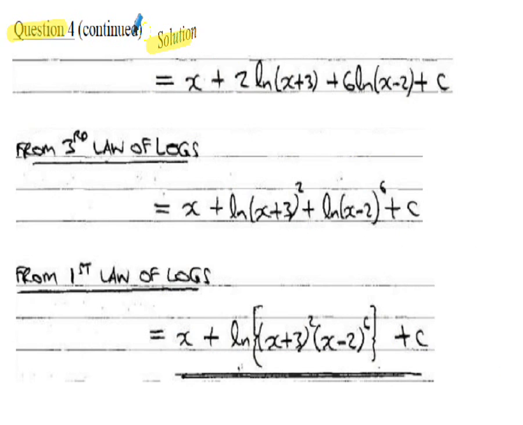Question 4 solution continued. I've just repeated this line from the previous slide for convenience. So applying our third law of logarithms now to the second and third terms shown here, we write them as ln of (x plus 3) to the power 2 plus ln of (x minus 2) to the power 6. That's the third law applied. And then finally applying the first law of logarithms, because we're adding the logarithms here, our final solution is x plus the ln of, in brackets, (x plus 3) squared multiplied by (x minus 2) to the power 6, plus the integration constant c.